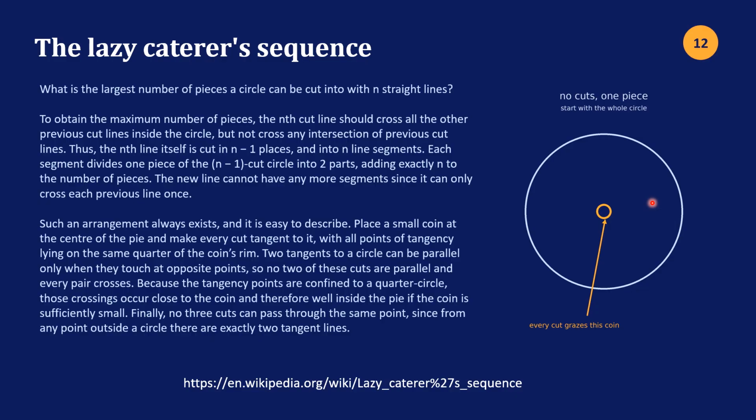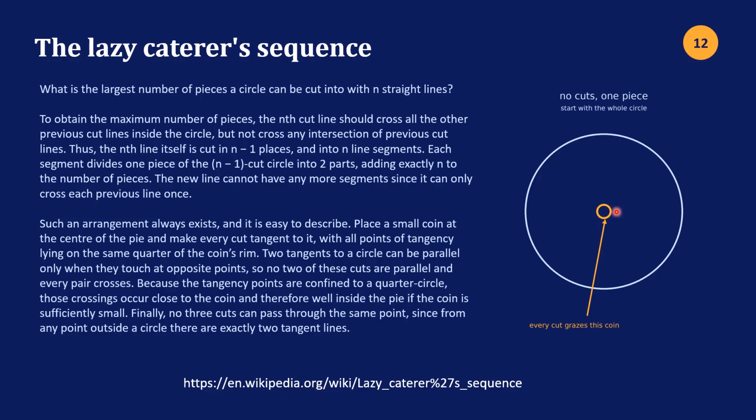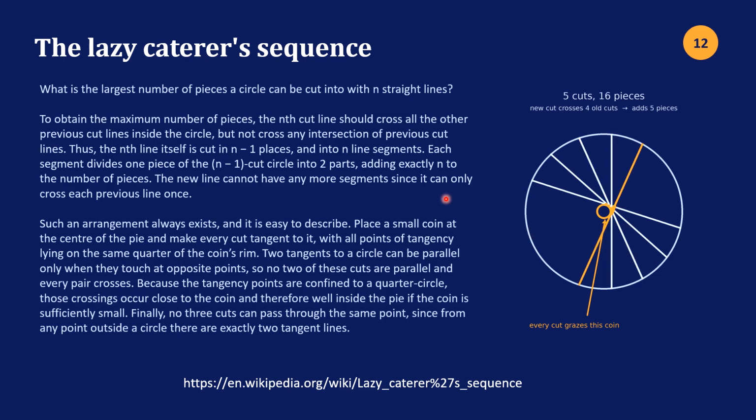Let's just wait for it. Here we go. So the first one is 2 and then 4. The third one cuts it into 7 pieces. It's a little bit hard to see here because the regions are very tight to the circle. I'll show you more detail on the next slide, that situation.